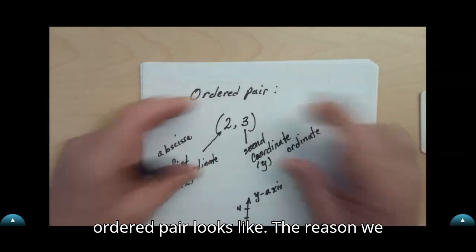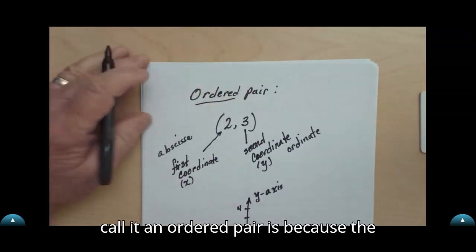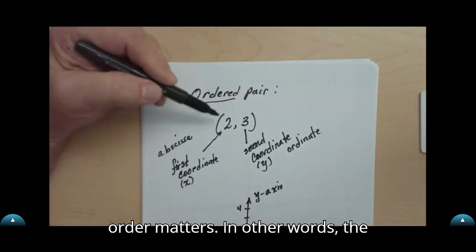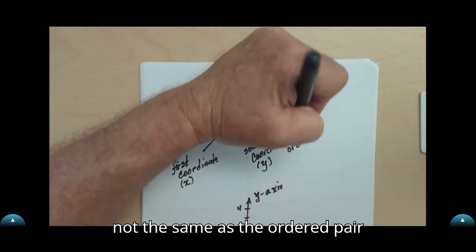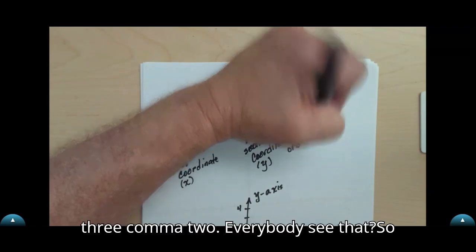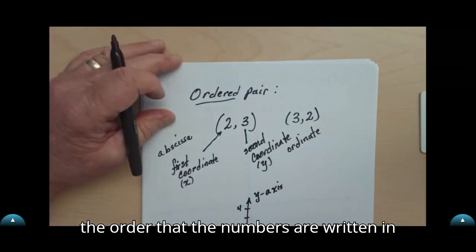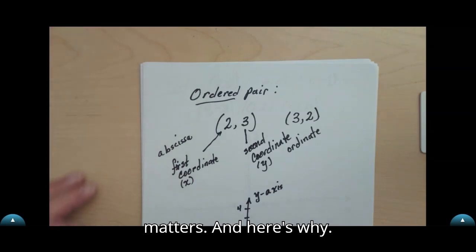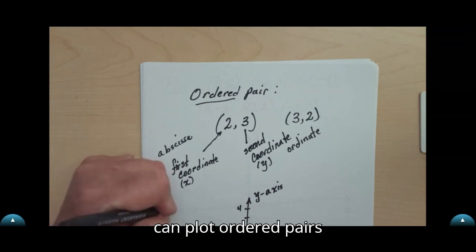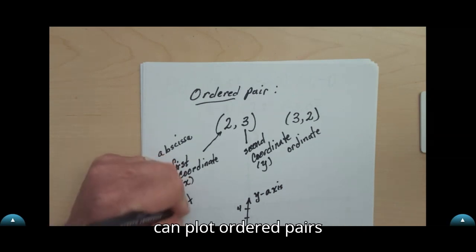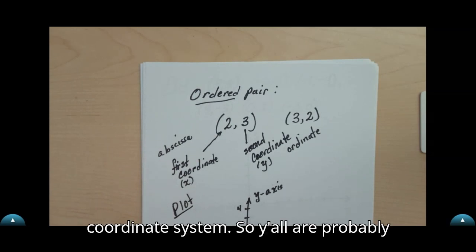So that's what an ordered pair looks like. The reason we call it an ordered pair is because the order matters. In other words, the ordered pair 2, 3 is not the same as the ordered pair 3, 2. Everybody see that? So the order that the numbers are written in matters. And here's one of many reasons why. We can plot ordered pairs as points in the rectangular coordinate system.